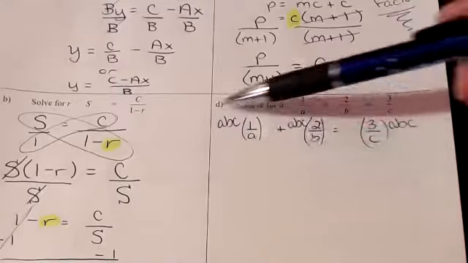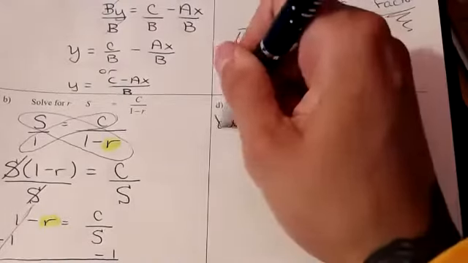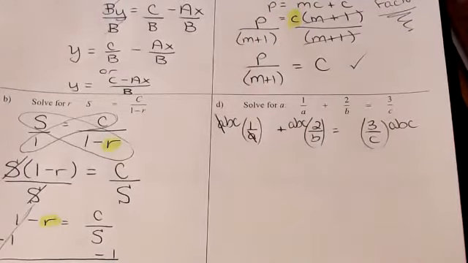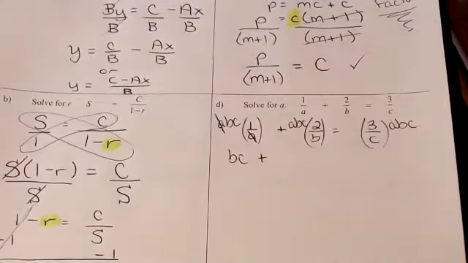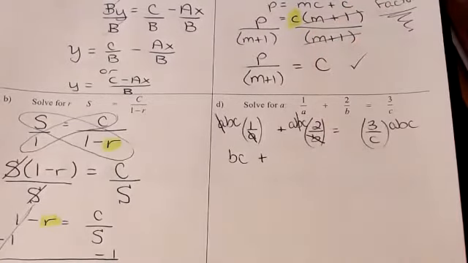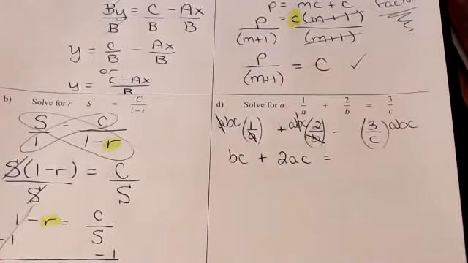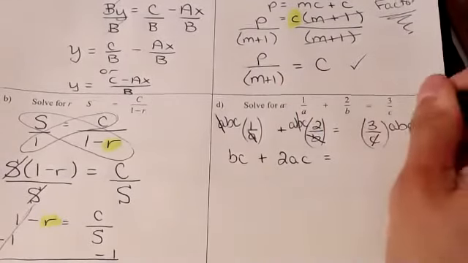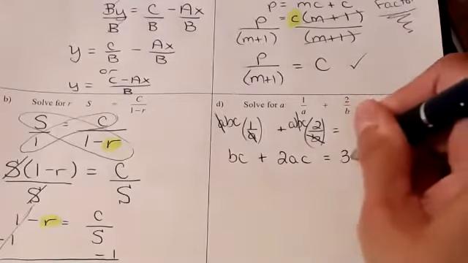Notice for our first term, when we multiply by ABC, we can actually divide out A. So we're left with BC times 1, which is just BC, plus. For our second term, we're going to divide out B. That leaves us with AC times 2, which is simply 2AC. For our third term, we're going to divide out C. And we're left with 3 times AB, which is simply 3AB.